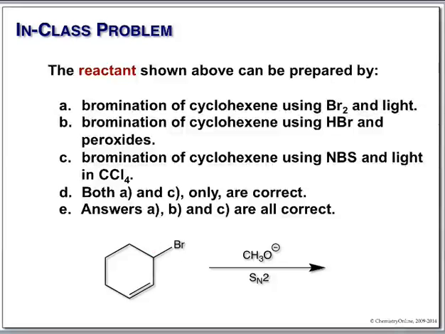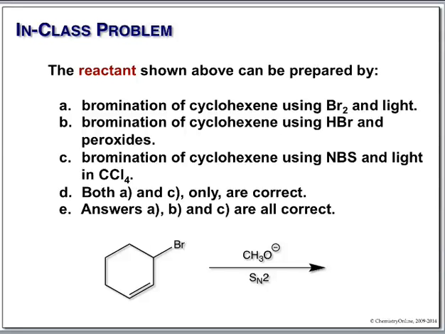All right, this one was cute. Here's our same reaction. How would you make this? We could take cyclohexene, bromine, and light. Bromine and light does what? Free radical. Makes bromine radicals. This is an allylic bromide. That'll work well.